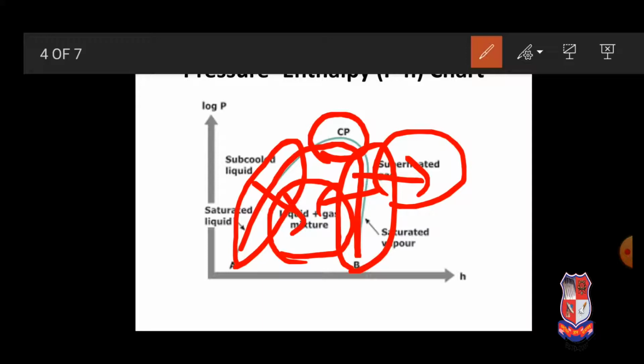Now we are going to discuss about the subcooling region. The left side of the saturated liquid space is called the subcooling region. In this region, the liquid refrigerant which is coming from the condenser is cooled one more time. That region is called the subcooling region. So you can easily understand superheated region, wet region and subcooling region in pH chart.